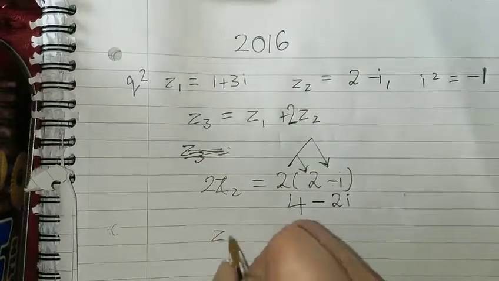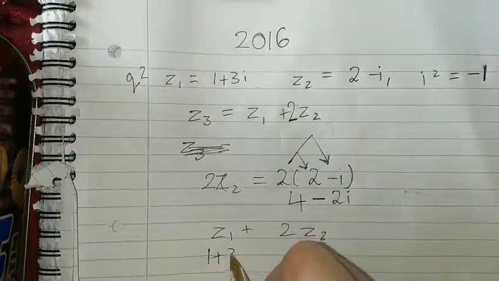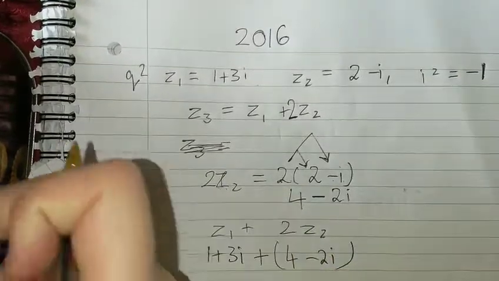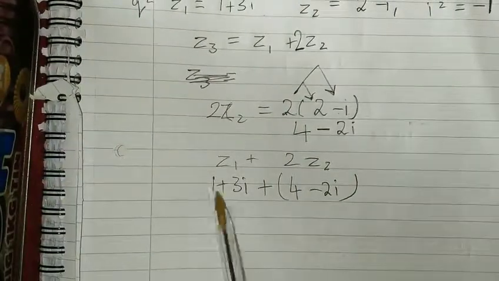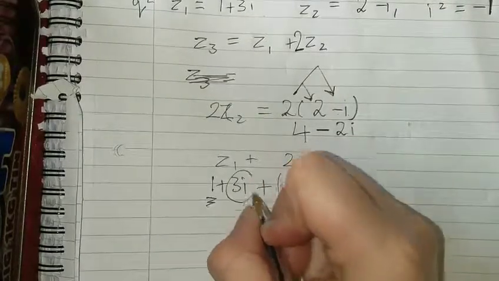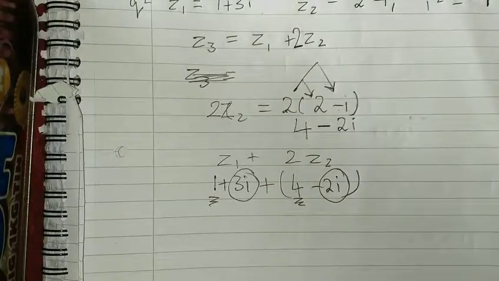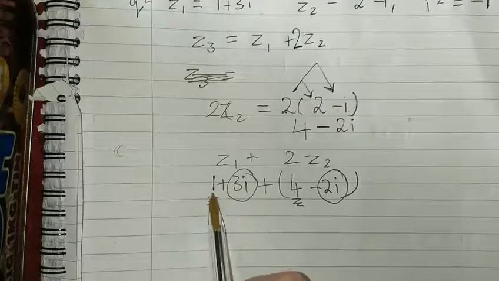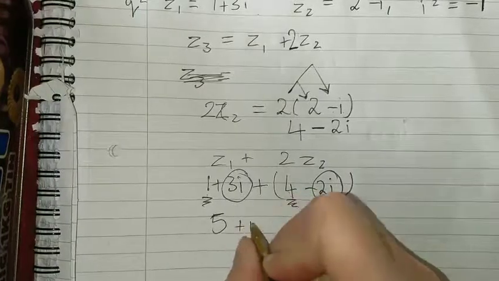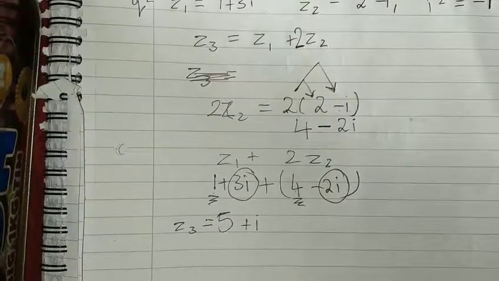So I have to add Z1 plus 2Z2. So Z1, I have that there, so that's 1 plus 3i. And then I have to add with that 4 minus 2i. So my real parts are the parts that don't have an i, so this is real, that's real, and my imaginary parts, I'll circle them, are the ones that have i's. So I can add the real together and the imaginary together, but they have to be dealt with separately. So 1 and 4 gives me 5, so 3i take 2i, so that gives me plus i. So Z3 is equal to 5 plus i.